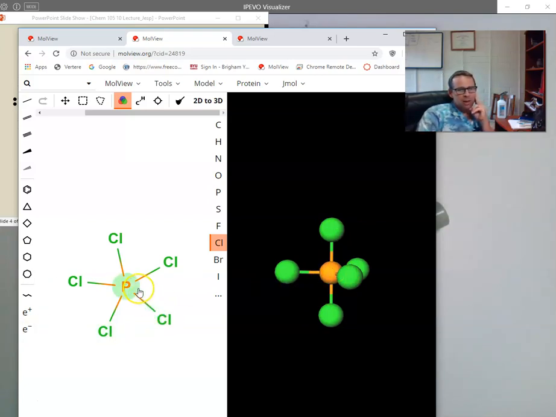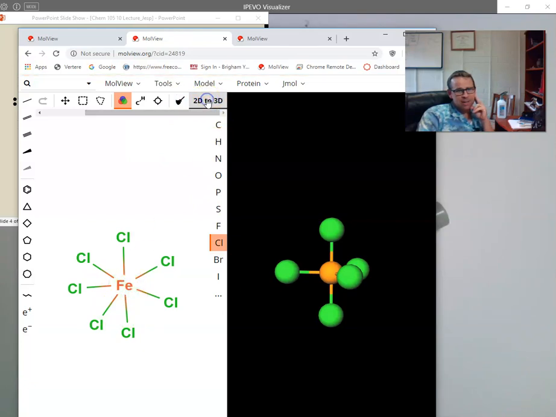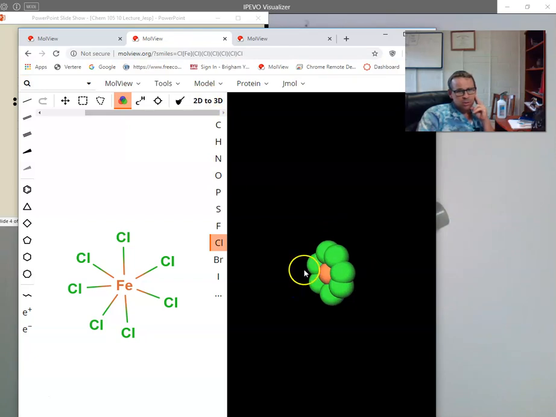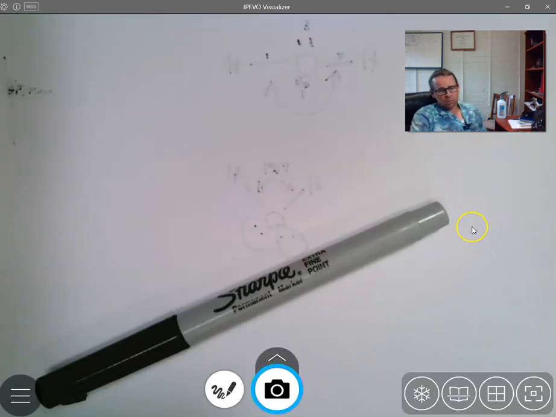All right. If I take a central atom and add 6 ligands to it, that is not a very good structure. That didn't work out the way I wanted to. Let me draw this one.